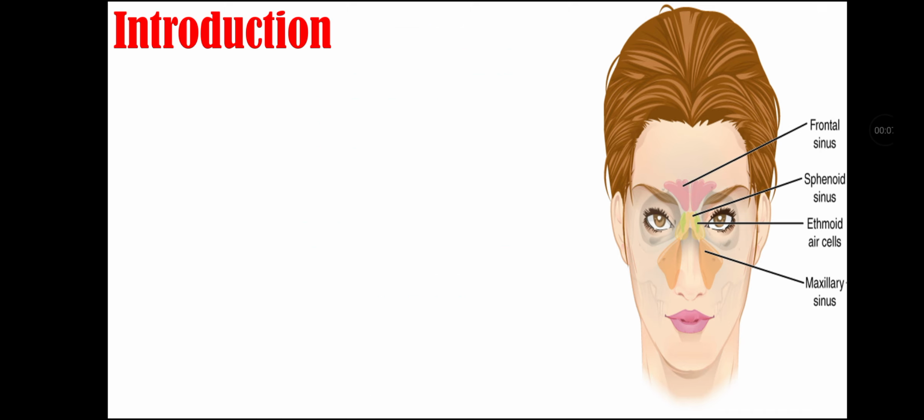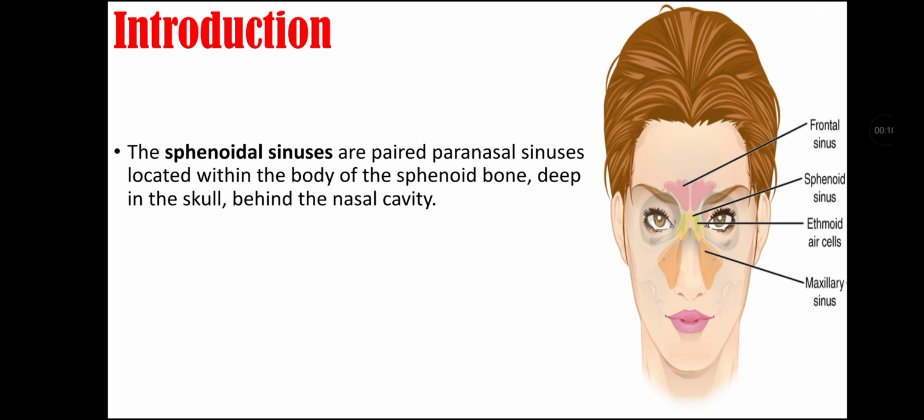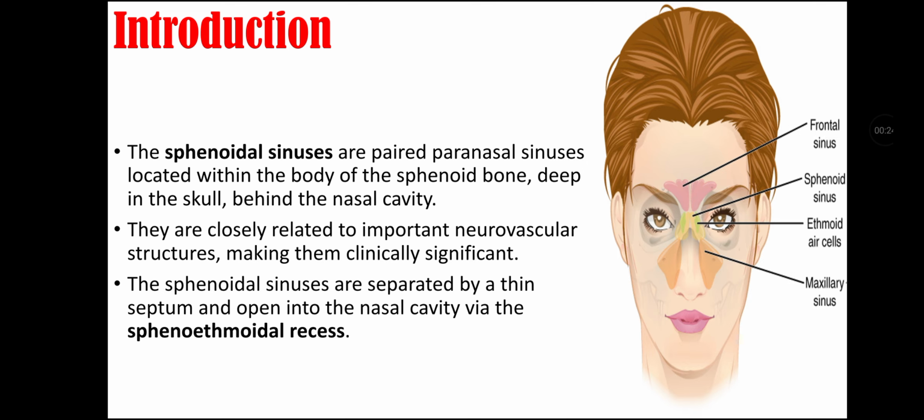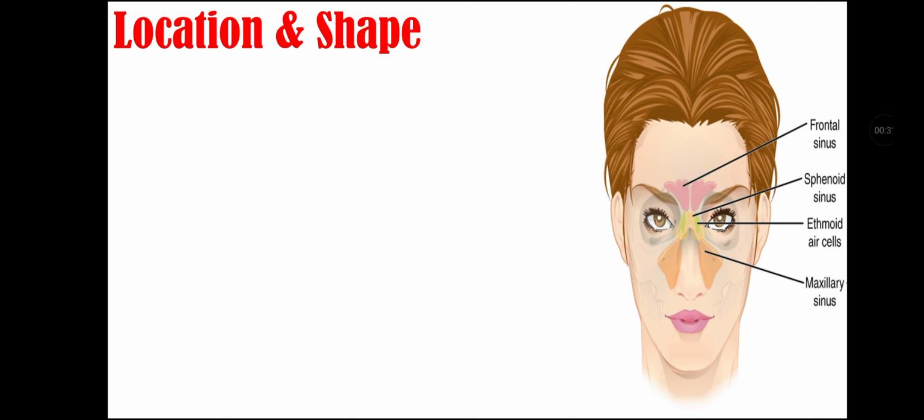So let's start our topic with introduction. Sphenoidal sinuses are paired paranasal sinuses that are located within the body of sphenoid bone, deep in the skull behind the nasal cavity. They are closely related to important neurovascular structures, making them clinically significant. The sphenoidal sinuses are separated by a thin septum and open into nasal cavity through sphenoethmoidal recess.